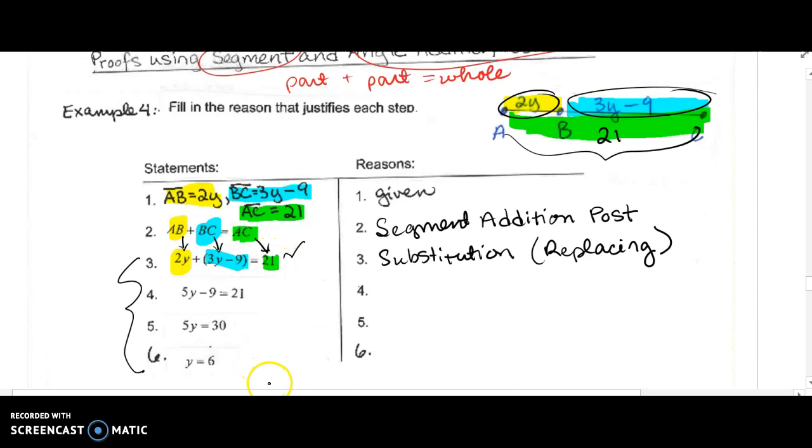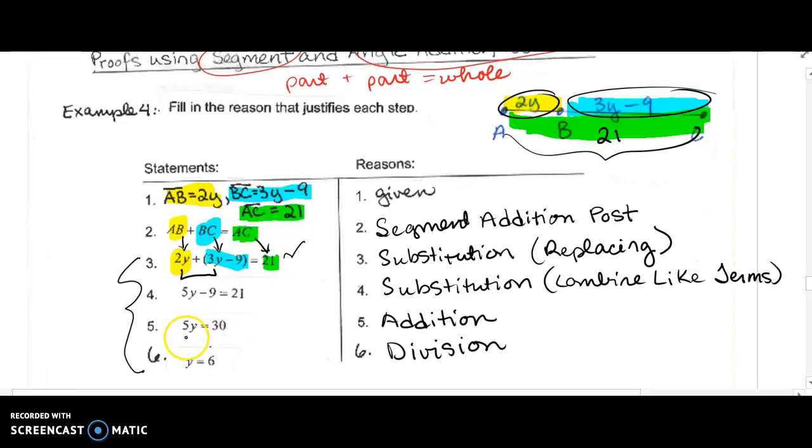So if you will, pause the video, take a second, and see if you can do this algebra part on your own now. Okay, so we said that this next line was substitution because they combine like terms, the 2y and the 3y. Then it looks like for the next line, they added 9 to both sides to get from line 4 to line 5. And then lastly, they divided by 5 to get from line 5 to line 6. So we write that on line 6 as division.